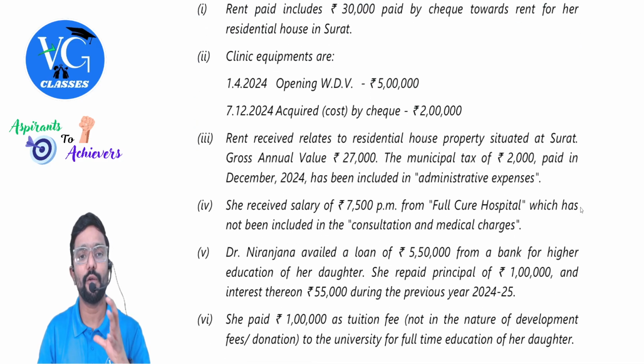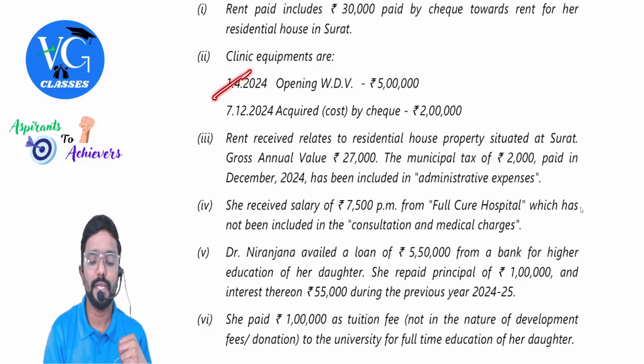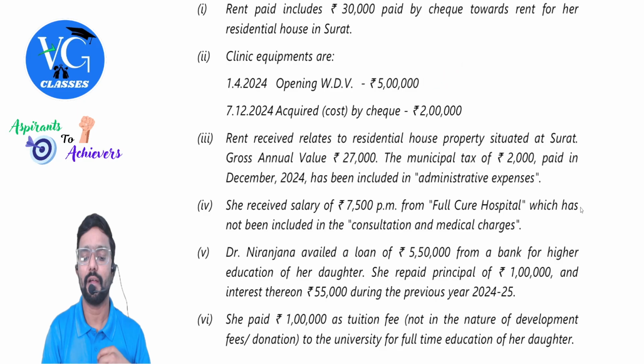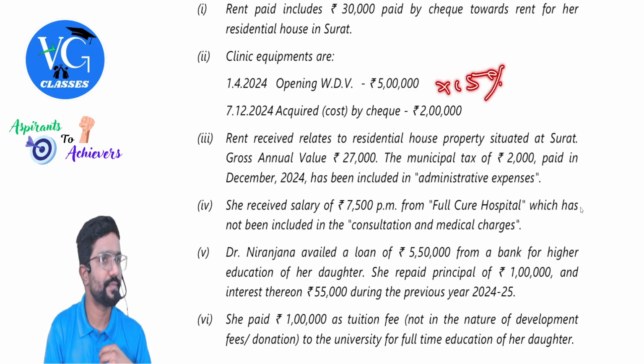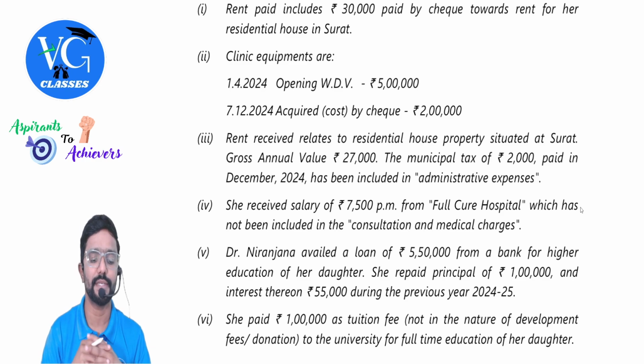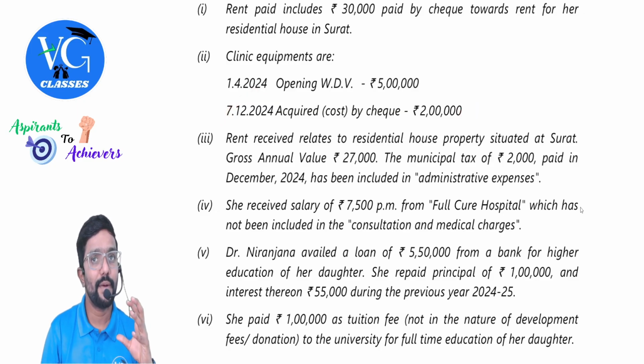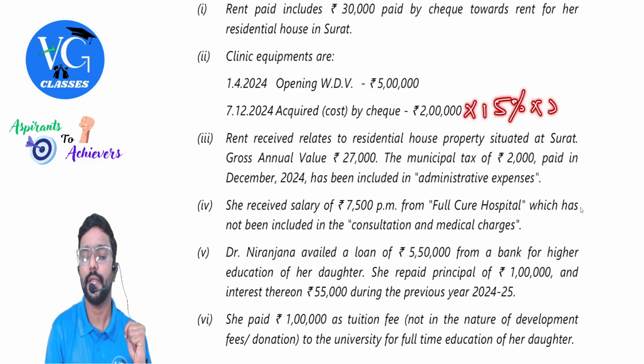Clinical equipment: we need to calculate depreciation. On 1st April, opening WDV is 5 lakh. On this, the depreciation rate on clinical equipment is 15%. Then on 7th December, equipment acquired by cheque for 2 lakh. Purchased and put to use for less than 180 days. So on this, how much depreciation? 2 lakh into 15%, into 50%. Got it?